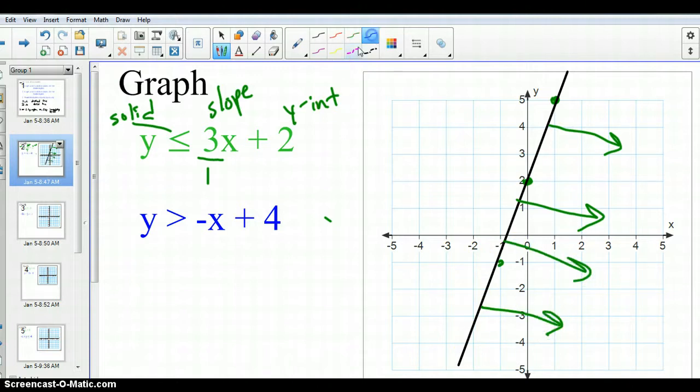Okay, so now we need to graph the second line. Here's my y-intercept at 4. My slope is negative 1 over 1. So that means I'm going to go down 1 to the right 1. It's negative, so it's going downwards. Down 1 to the right 1. And so on. Now this is a dashed line.